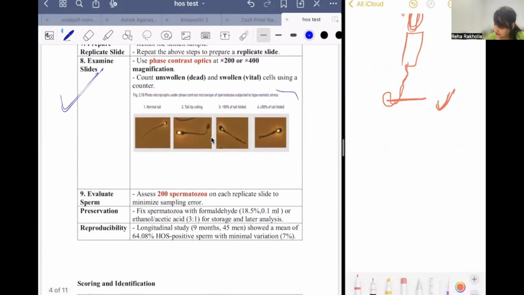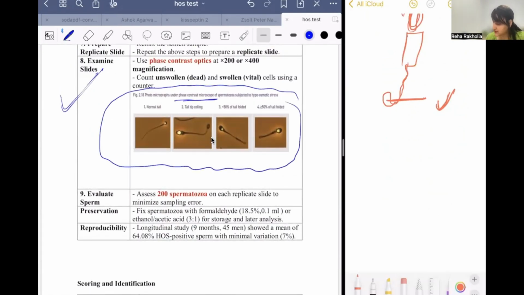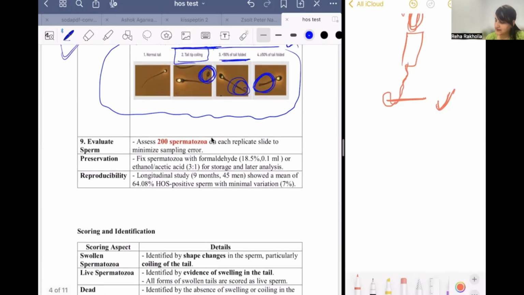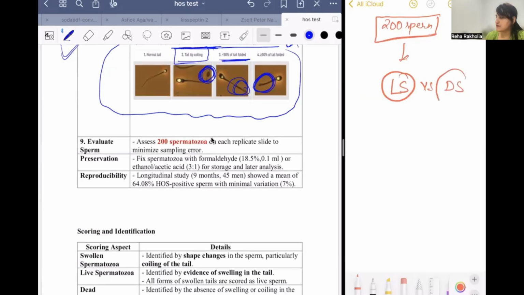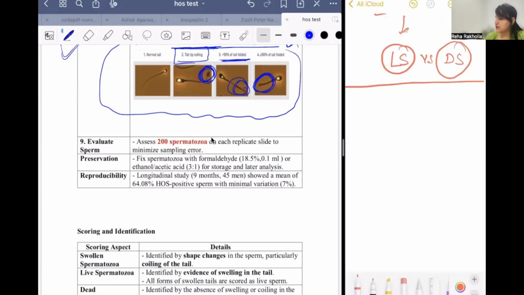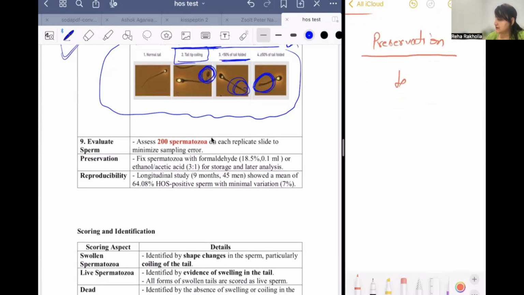See? Photo microscopy under phase contrast microscope of spermatozoa subjected to hypo-osmotic stress. Can you see this swelling? All this swelling: 50% of the tail folded, less than 50% folded, tail tip coiling. Now we have to evaluate and record. We have to see at least 200 sperm per slide to minimize sampling error, and we record the proportion of live sperm versus dead sperm. For preservation for later use, we can fix the sperm with formaldehyde for later analysis.